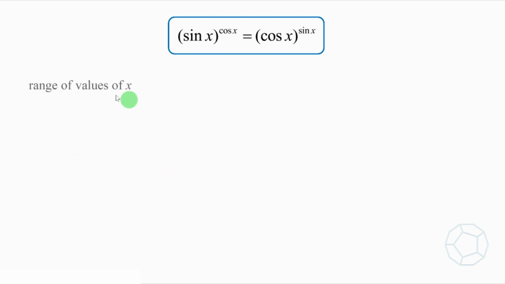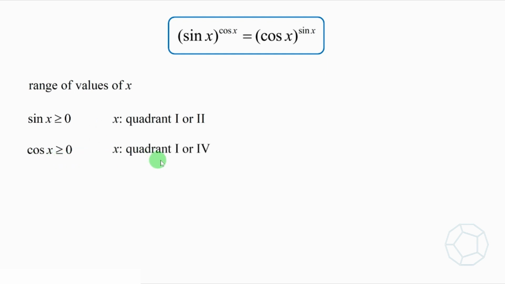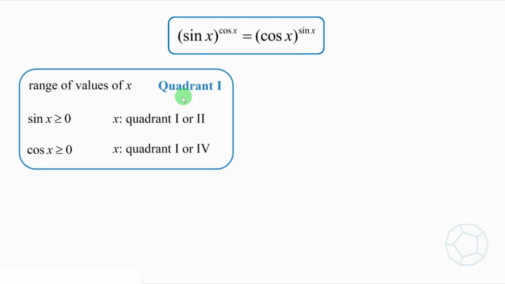Now, we have to find the range of values of x. For sine x greater than or equal to 0, x is in quadrant 1 or 2. For cosine x larger than or equal to 0, x is in quadrant 1 or 4. To make sure that the two bases sine x and cosine x are positive or 0, we have to consider quadrant 1 only. Now, let's solve for the first solution.